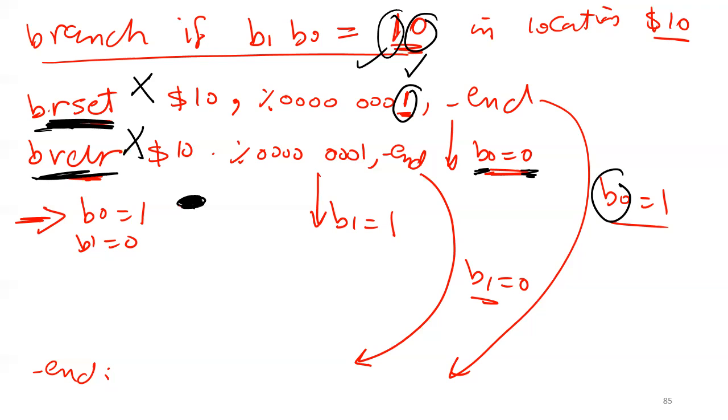Yes? Shouldn't the mask for the branch clear be different? So your question is about branch if clear? Yeah, the mask has to be different? Yeah. No?